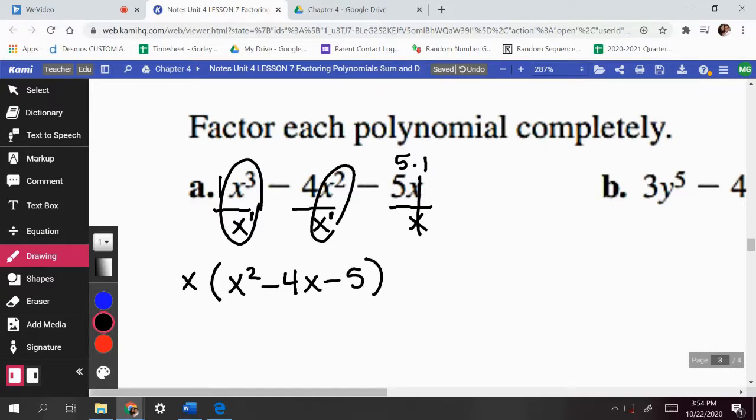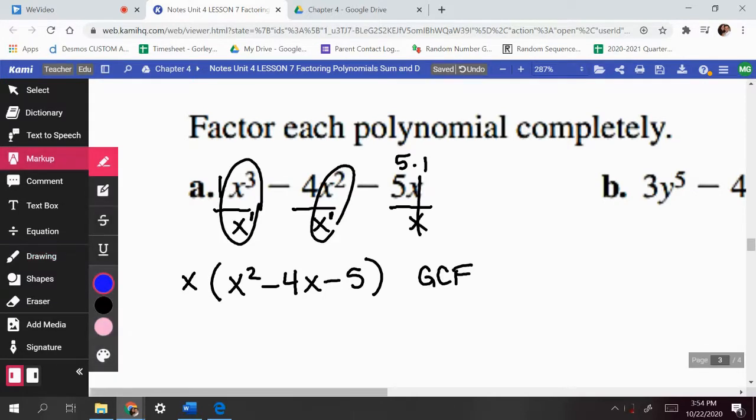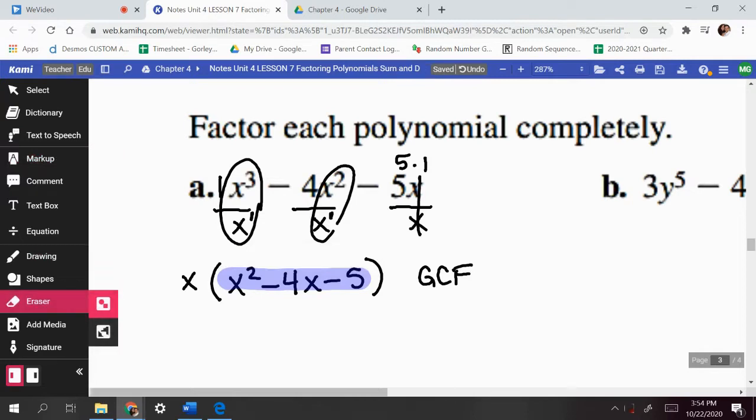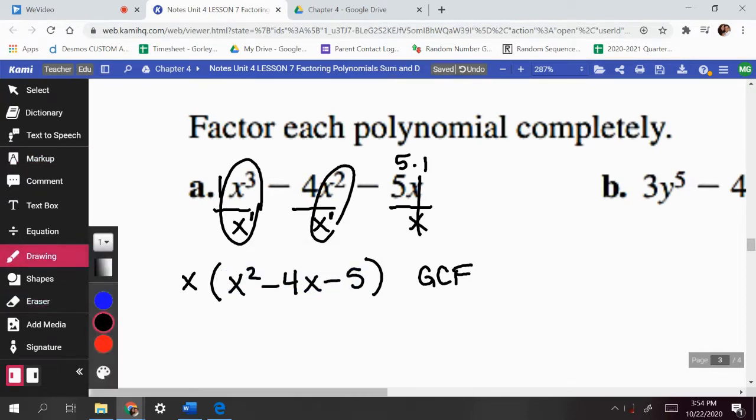All right, I started with GCF factoring. I'll make a note of that. Now I've got to look inside this parenthesis and ask myself the question, can any more factoring be done? Yes, that's a trinomial. So I am going to factor that trinomial. I'll go ahead and do that in red.